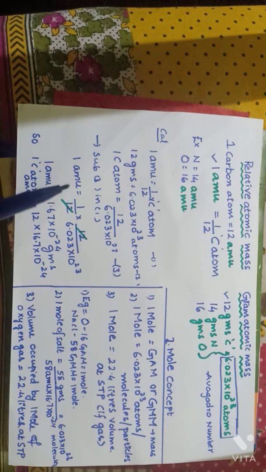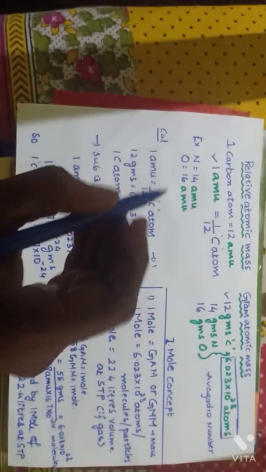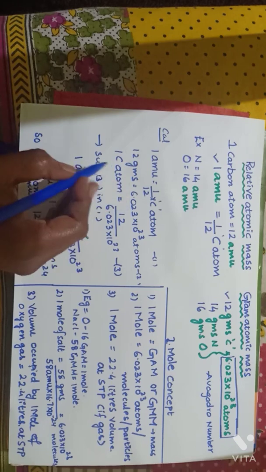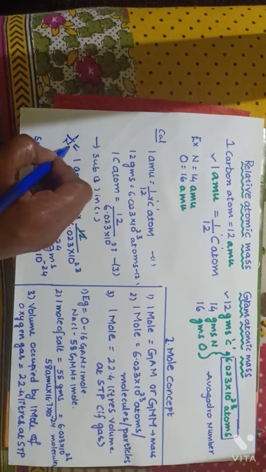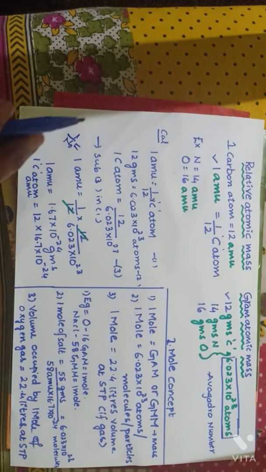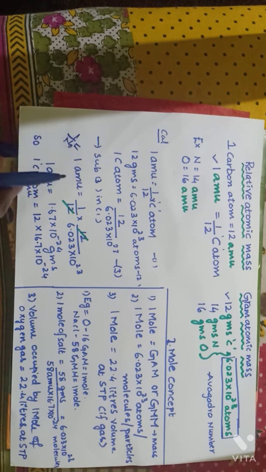Or you can also note down one formula: 1 AMU is equal to 1 by Avogadro number. This formula, 1 AMU is equal to 1 by Avogadro number, is one we can use in IIT from 6th to 10th, where these mole concept questions come. So there we can use these formulas. So we got a standard equation over here: 1 atomic mass unit is equal to 1.67 into 10 power minus 24 grams.